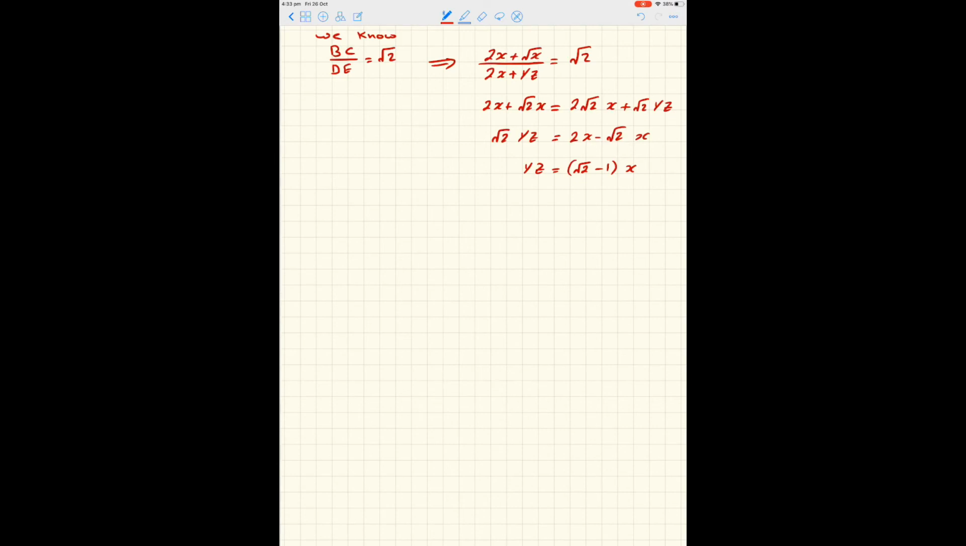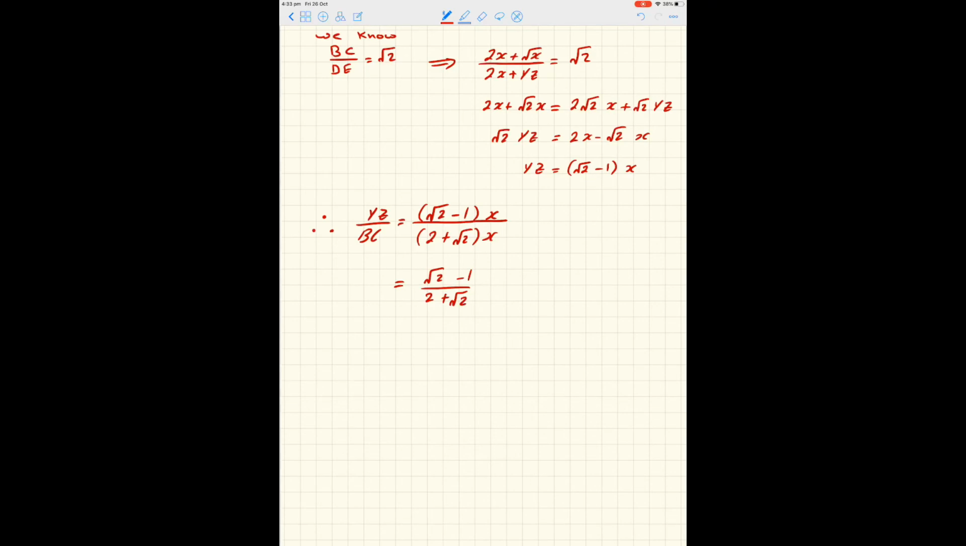Okay, so we are now almost towards the end. Yz over BC. Okay, remember that. That's our goal. Yz over BC. Do we have an expression for yz? Yes, we do. It is the square root of 2 minus 1 bracket x. Do you have an expression for BC? Absolutely. We worked that out. It's 2 plus the square root of 2 x. You know what's going to happen with the x's? They'll disappear, and then we'll end up with square root of 2 minus 1 over 2 plus root 2.